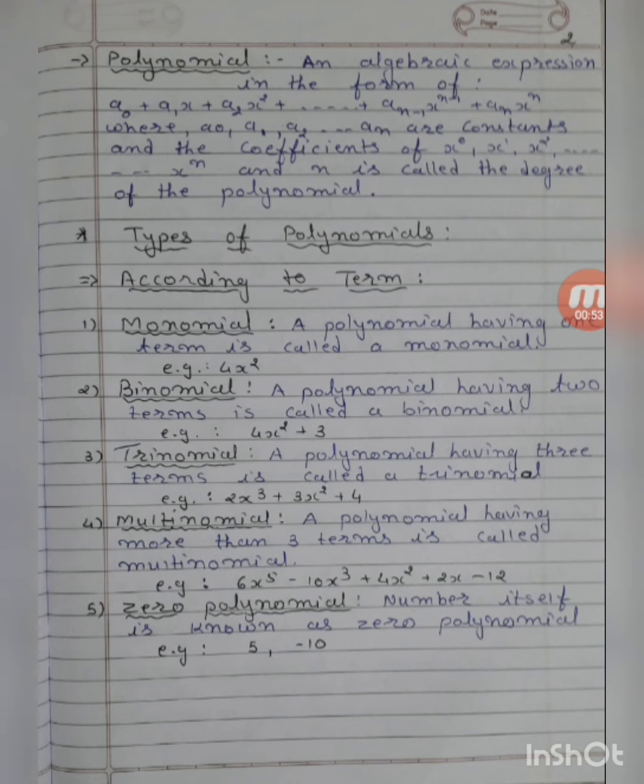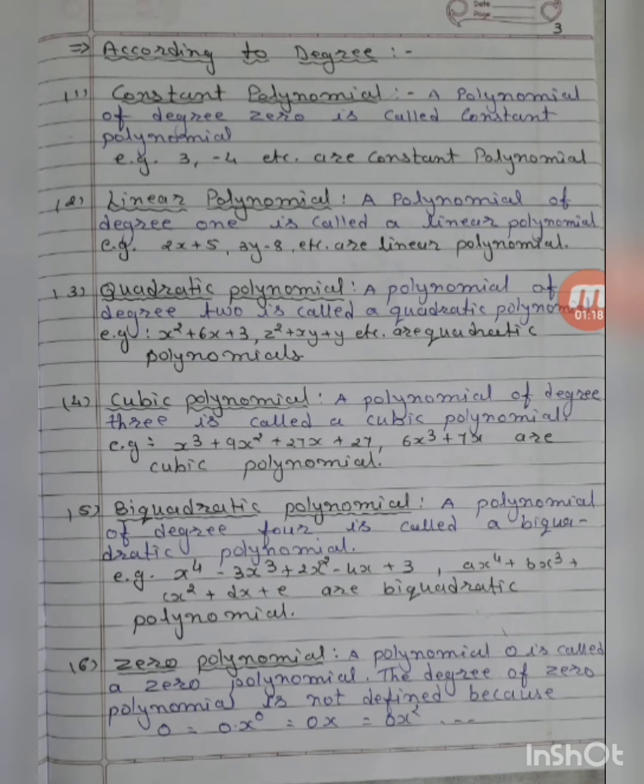Multinomial. A polynomial having more than three terms is called a multinomial. Example, 6x^5 minus 10x cube plus 4x square plus 2x minus 12. Fifth one is a zero polynomial. A number itself is known as a zero polynomial. Example, 5, minus 10, etc. Here a variable is not present.